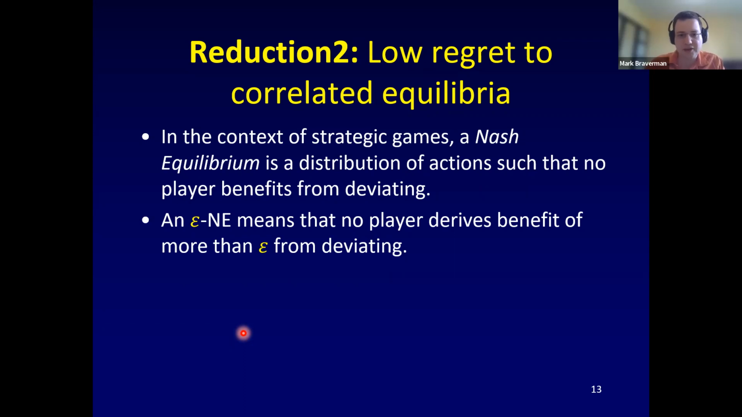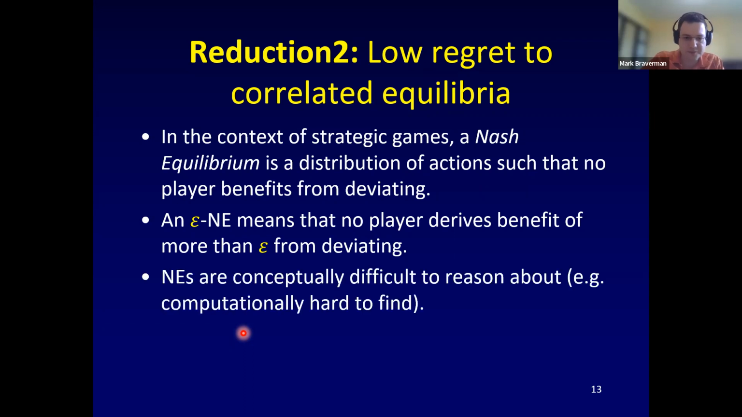And that's in the context of strategic games. A Nash equilibrium is a distribution of actions such that no player benefits from deviating from the prescribed action. And epsilon Nash means that no player derives non-trivial benefits from deviating. Nash equilibria are actually pretty difficult conceptually to reason about. For example, even epsilon Nash under reasonable assumptions is computationally hard to find.